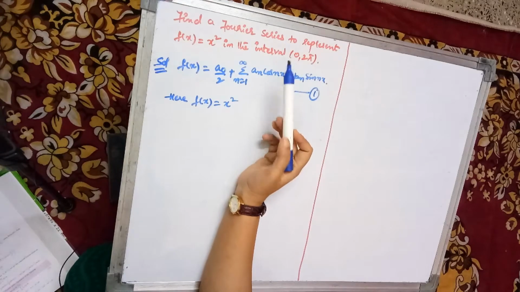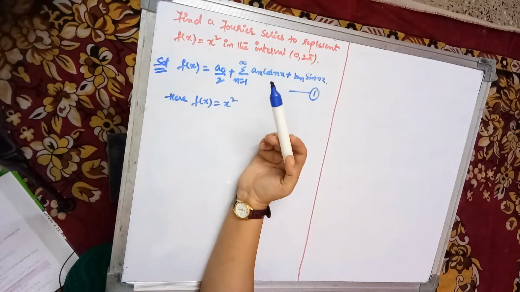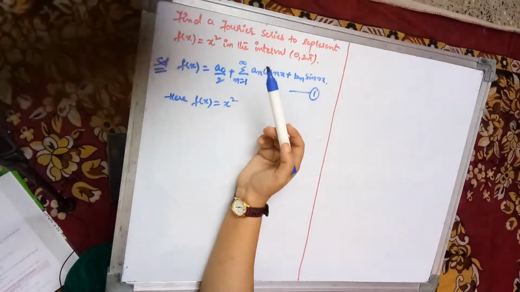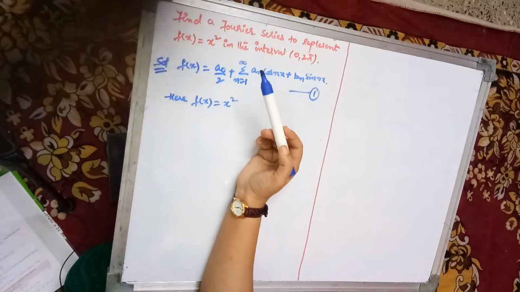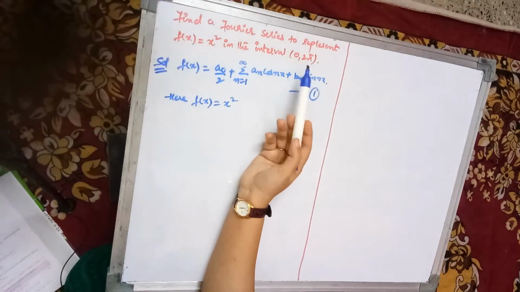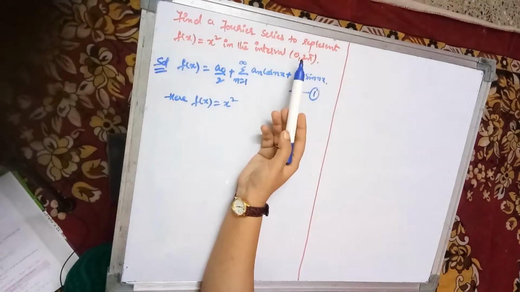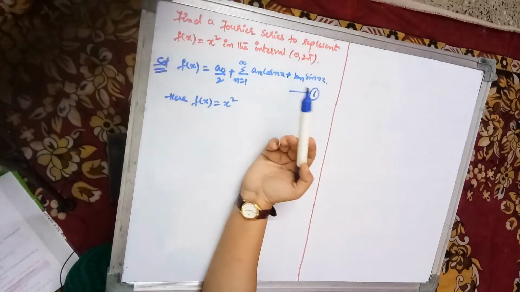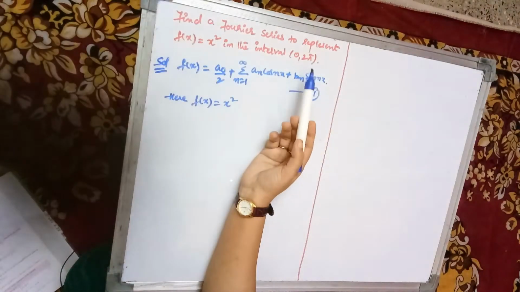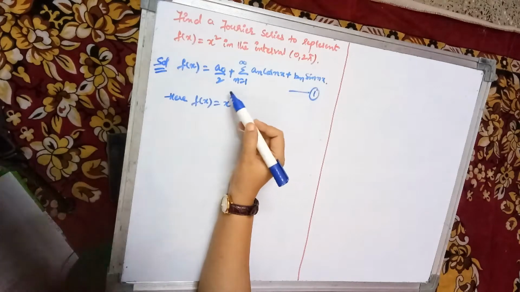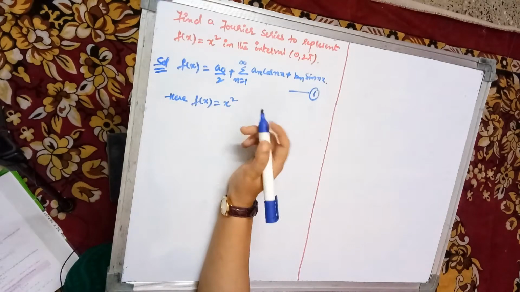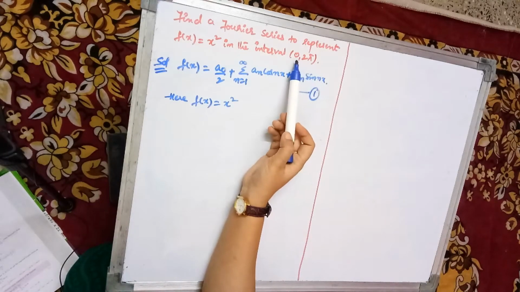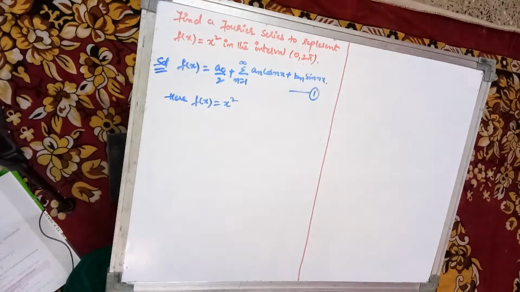You check whether the given function is even or odd when it is given in the form of minus a to a. Suppose instead of 0 to 2 pi, they had given you minus pi to pi or minus 2 pi to 2 pi, then in that case you have to check whether the given function is even or odd. But here the given interval is from 0 to 2 pi, so there is no need of checking. We will just move on to finding the values of a0, an and bn.